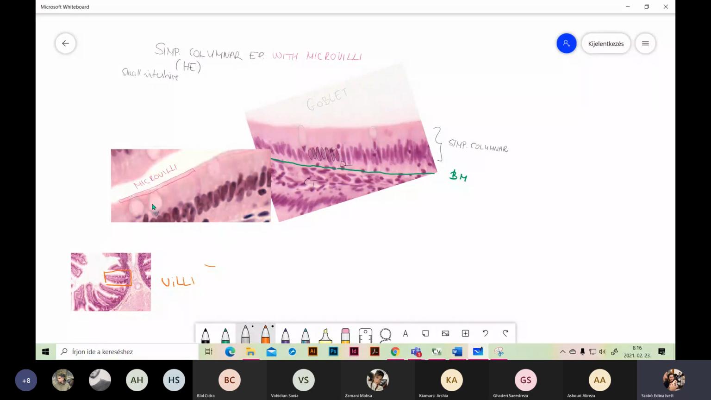In case of PAS staining, the carbohydrate-containing cells will be PAS positive, will be purple. Okay, these are goblet cells. And these roundish cells, for example, here, can you see them? These small roundish cells between the columnar cells. These round shaped cells will be lymphocytes.